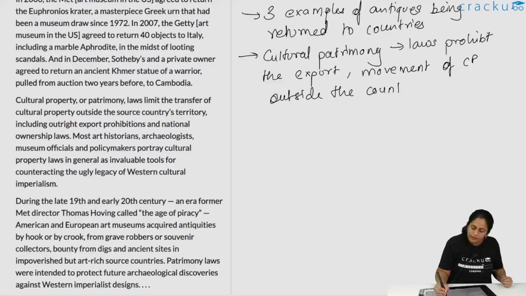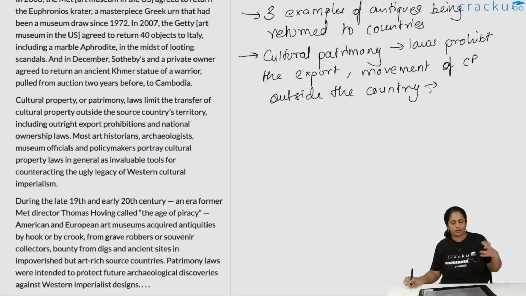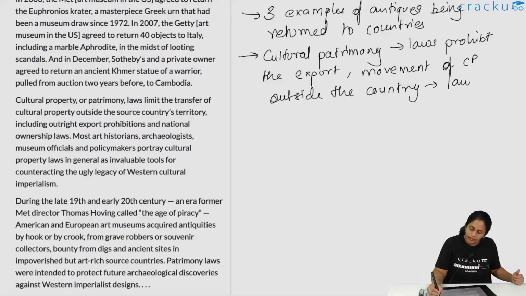Now, why are these laws there? So many people, the archaeologists, historians, museum officials, say that these are good laws. And why do they say these are good laws? Because these laws prevent the kind of looting that was seen in the Western cultural imperialism. So basically, there was Western cultural imperialism where statues, antiques, cultural property was looted by these guys, and to prevent that kind of looting, these laws were deemed necessary to prevent looting.